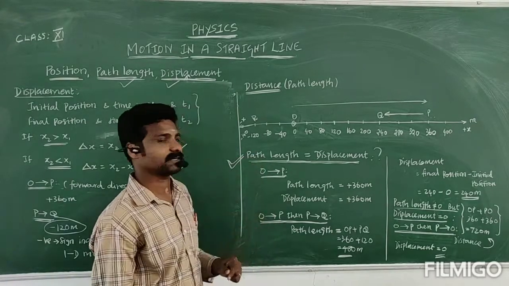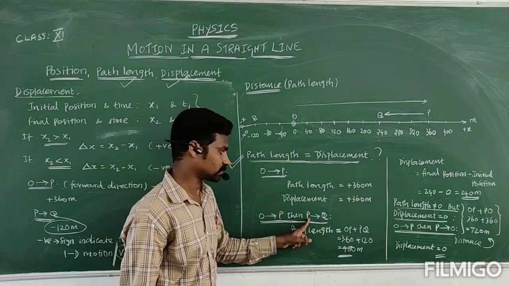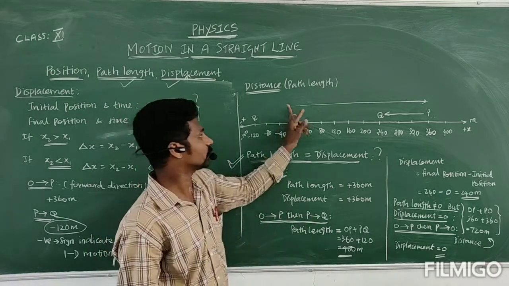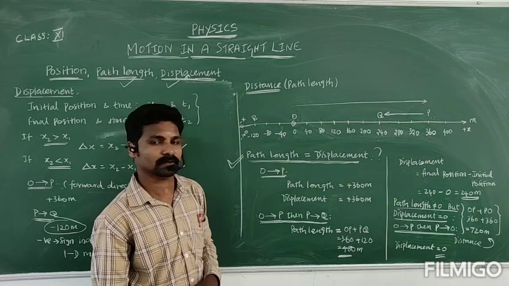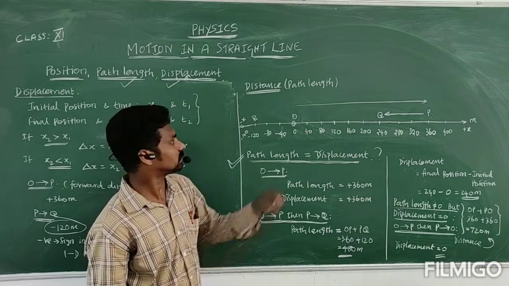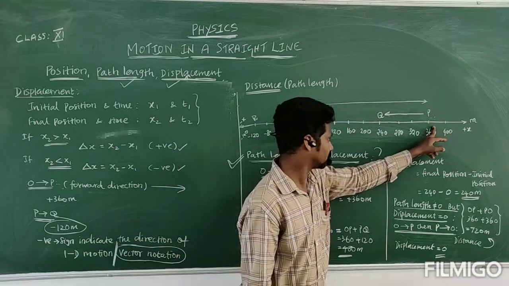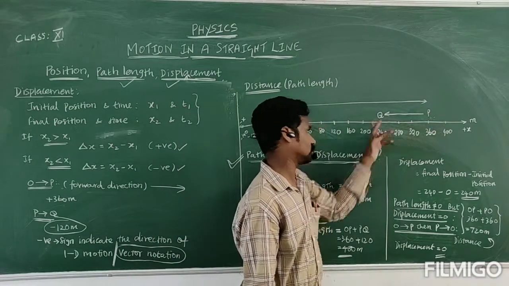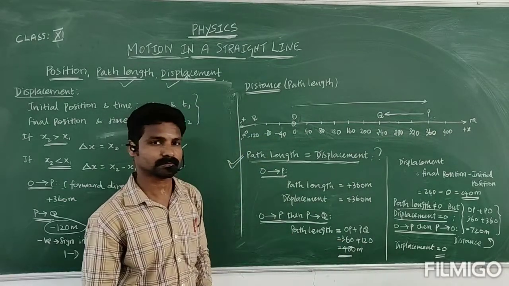And then the second idea, suppose the car moves from O to B and turns back to P to Q. So here what is the path length and displacement? Path length, how much will come? First O to P, 360, then plus 120. So 360 plus 120, we can write 480 meter.